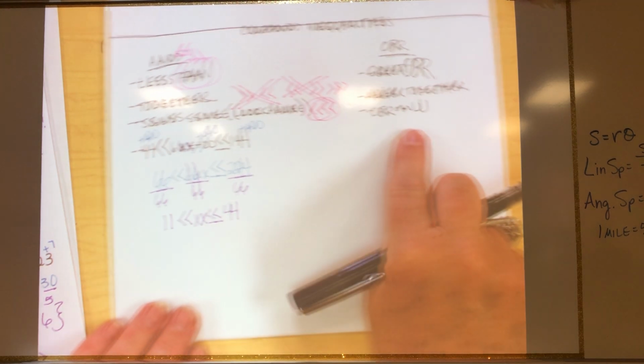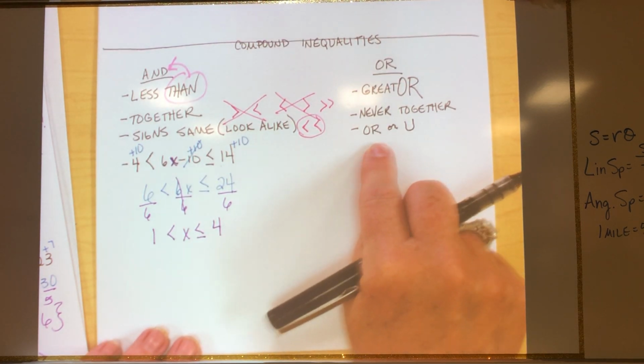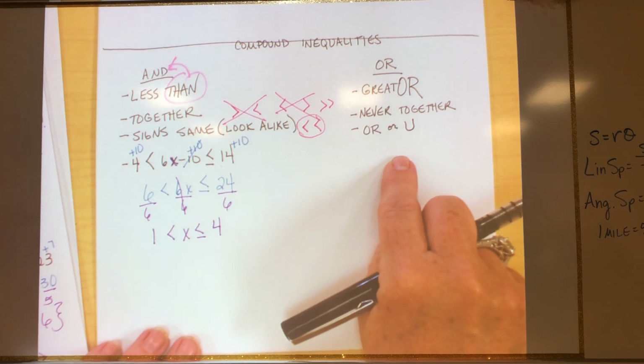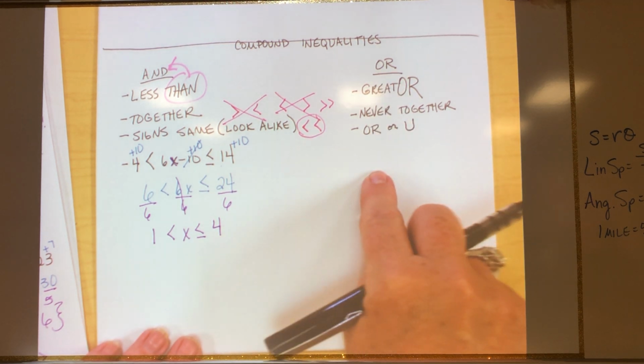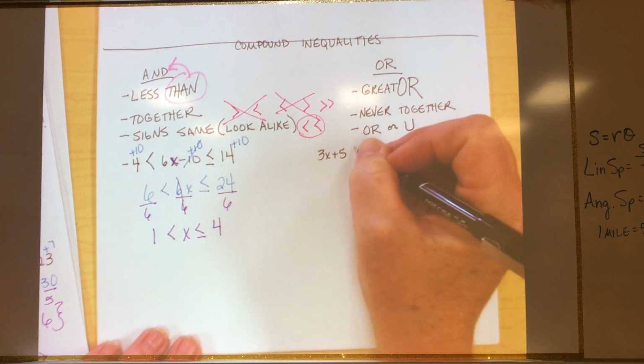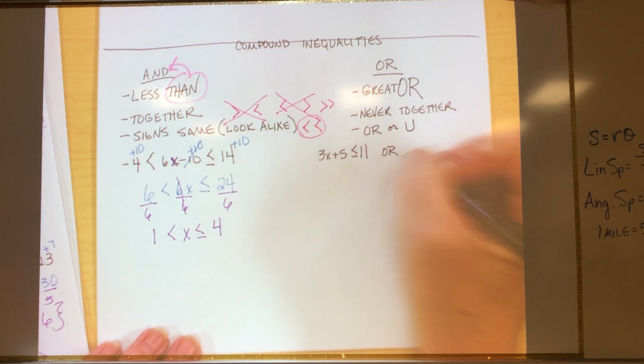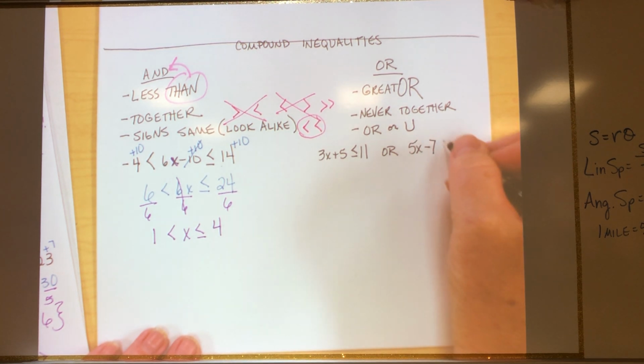All right, so let's do an or one. Now, or ones, you know what? You're never going to get these two mixed up when they're written out because the or ones look like this. 3x plus 5 less than or equal to 11, or 5x minus 7 greater than or equal to 23.